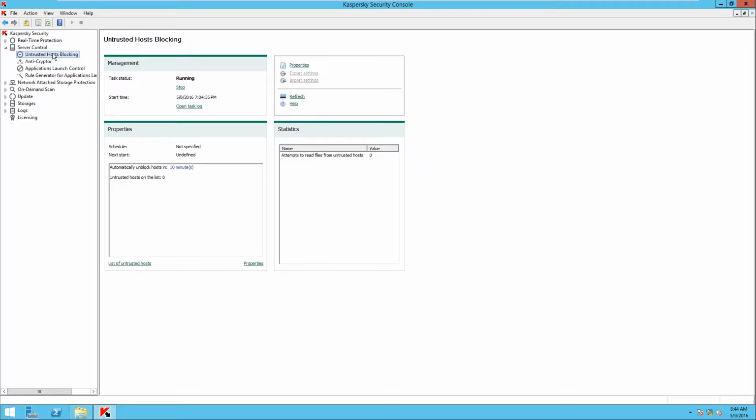By default, we block malicious nodes on the network from talking to the share for 30 minutes, but this can be changed in the settings of the component. This means that we can protect file shares even against unknown nodes on the network that may or may not be running sufficient protection.